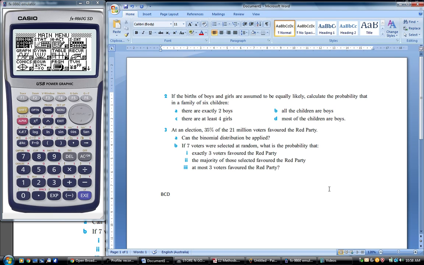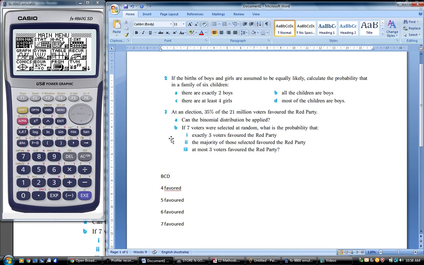red party? If we're talking about the majority of 7, this could be 4 favoured the red party. You could have 5 people favoured, 6 favoured, or 7 favoured. All of these circumstances cater for the probability of the majority voting for the red party. 4 is the majority of 7, 5 is the majority of 7, 6 is, and so is 7.